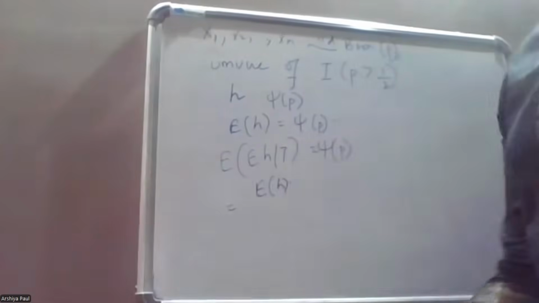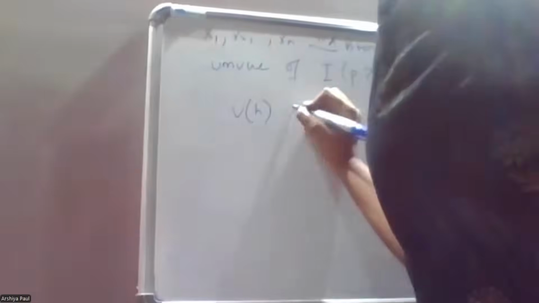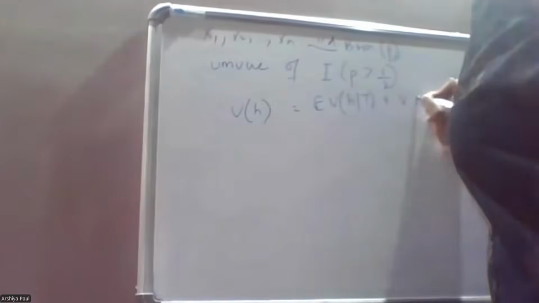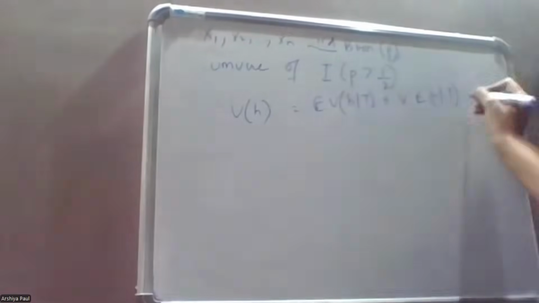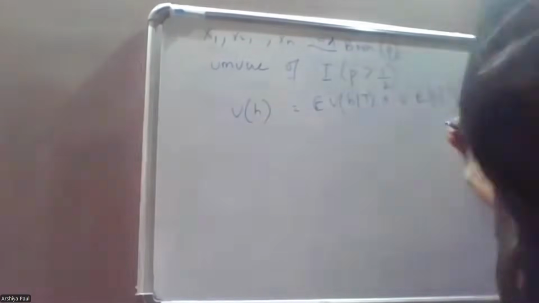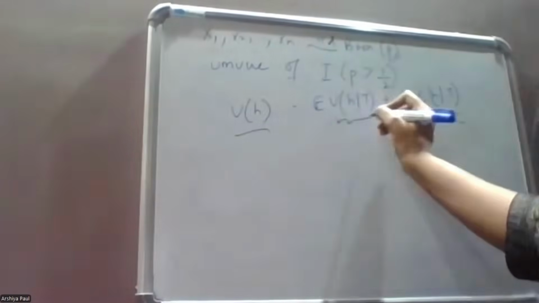Just tell me about the variance. The variance of this will be less than the variance of H. Why? We can show it like this. So I want to show that this quantity is less than this quantity. Okay, that's perfectly fine. I got it.